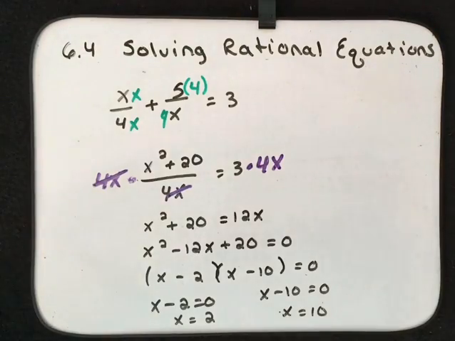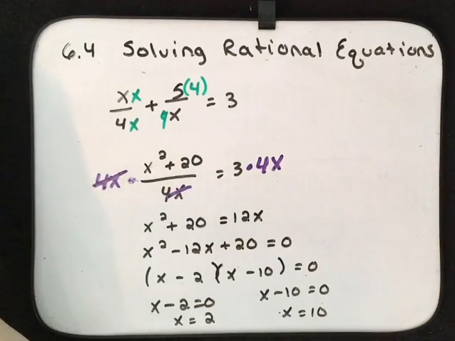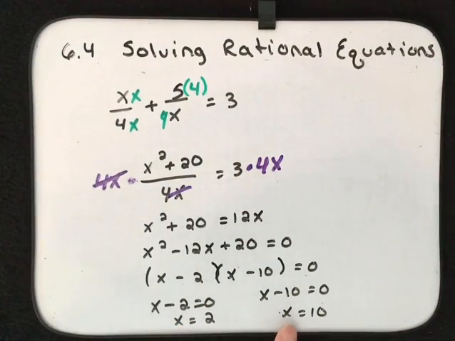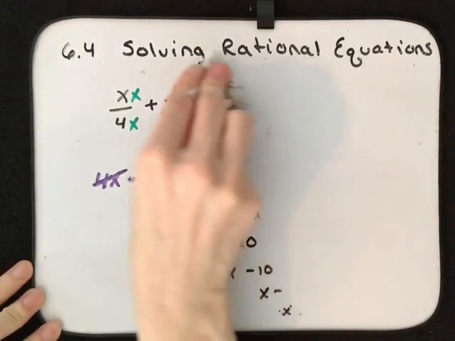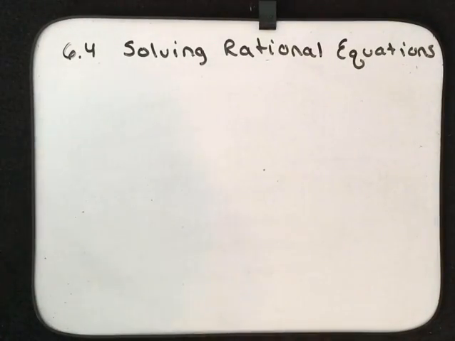So let's look back at our domain. We had just an x in the denominator to begin with, so our restrictions would be we could not have 0. So we have 2 and we have 10, so we have a valid solution. So the solution here is x equals 2 and x equals 10. Another way to solve rational equations is by cross multiplying. So let me show you an example of that.